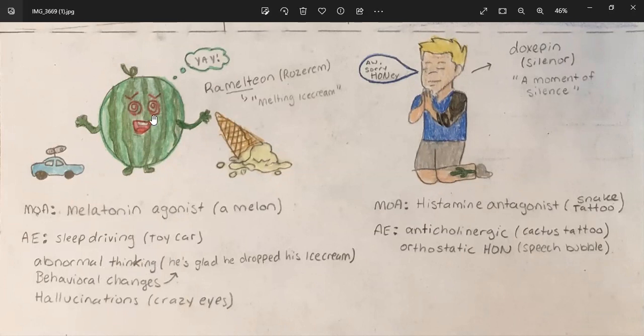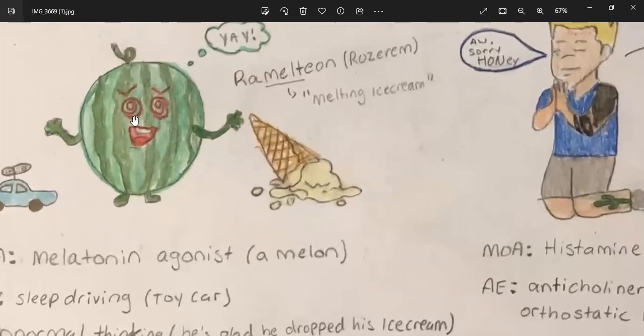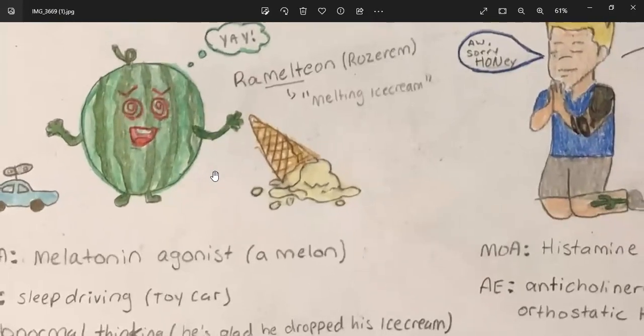Abnormal thinking. So he dropped his ice cream and he was like, yay. So that's kind of abnormal. Normally you'd be sad about dropping your ice cream. And then behavioral changes, kind of the same thing. He's, I don't know, a melon eating ice cream. So that's weird. And then hallucinations. He has crazy eyes that mean he's hallucinating.